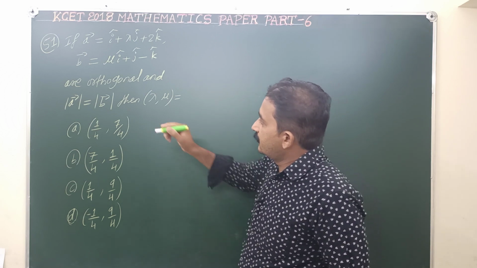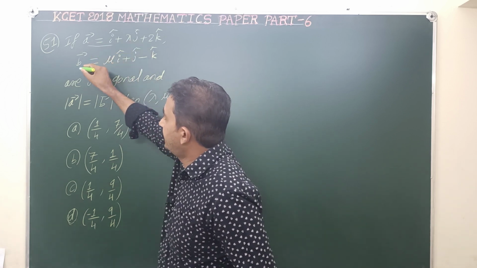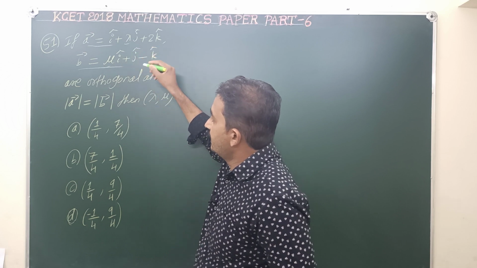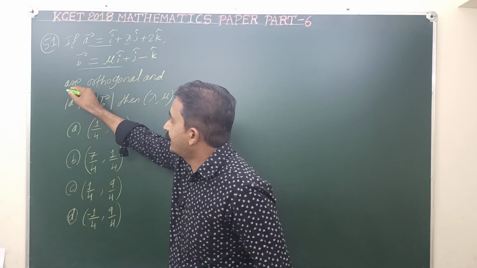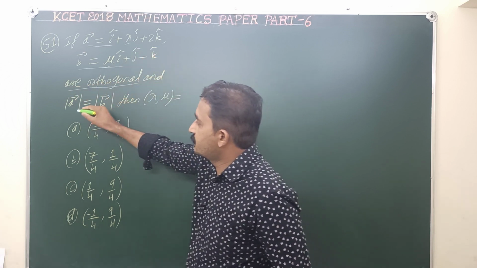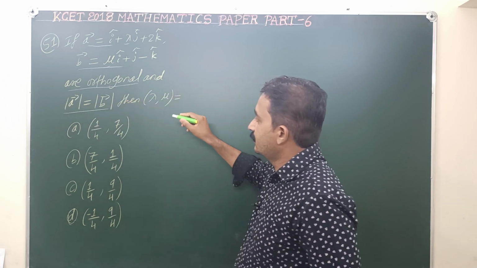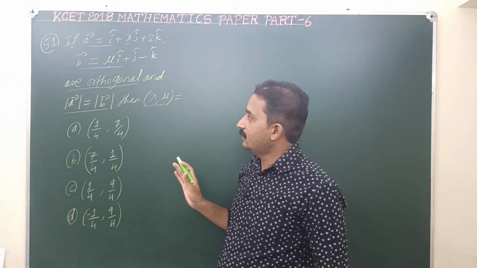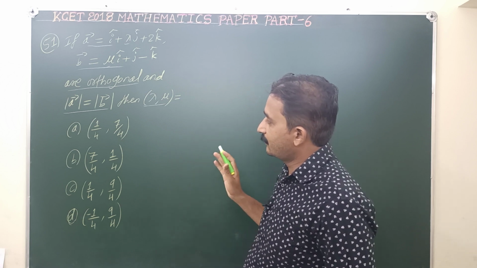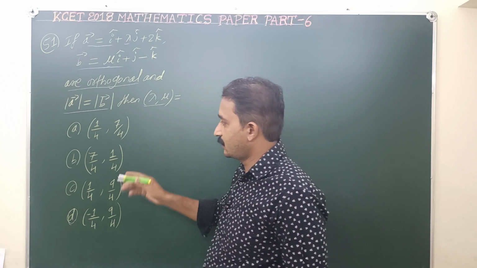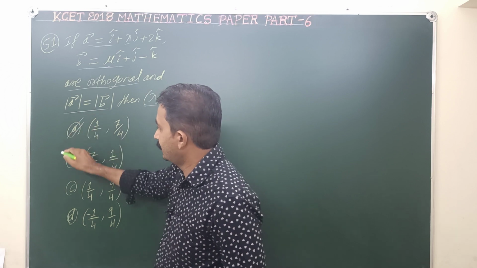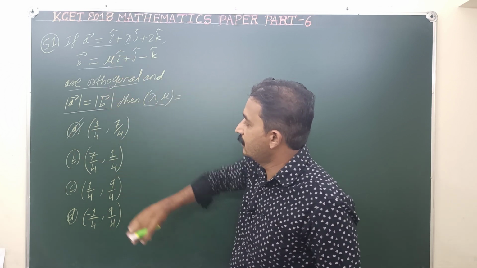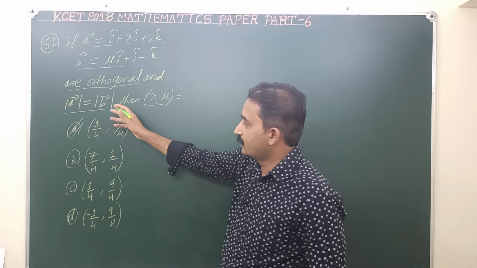In this case, vector A is given and vector B is given. In vector A, lambda is there, in vector B, mu is there. Both are orthogonal, that is one condition, and another condition is that the magnitudes of these two vectors are equal. Then find lambda and mu. I am not solving this by the usual method, I am solving by a shortcut method, nothing but the inspection method. Here option A is correct, so option A satisfies both conditions, orthogonality and equality of magnitude.